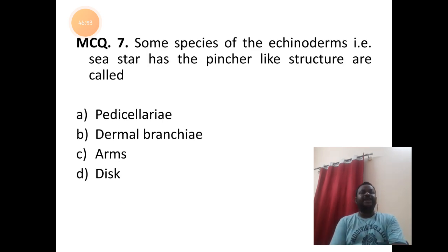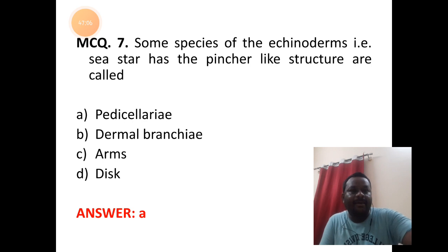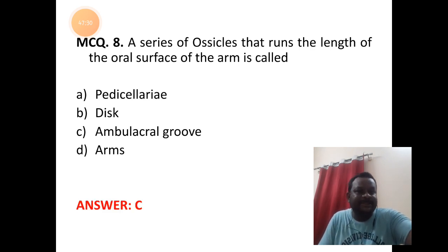In some species of echinoderms, that is sea star, there are pincer-like structures attached. What do you call them? They are nothing but Pedicellariae. So answer is A. Question 8. A series of ossicles that runs the length of the oral surface of the arm is called what? All through the arm there is a groove, with plate structures towards the lateral side. So it is the ambulacral groove. Answer is C.